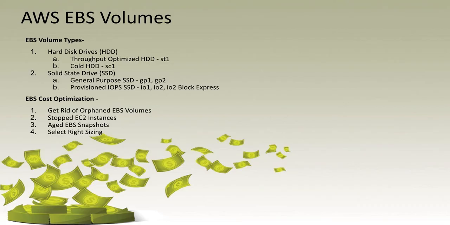So the next way of saving money is by finding all the stopped EC2 instances. Now you might be wondering why we are talking about stopped EC2 instances while the topic we are discussing here is EBS volumes. The answer is AWS does charge you for EBS volumes even if your EC2 instances are in a stopped state. You can terminate these instances if you want to save that money.